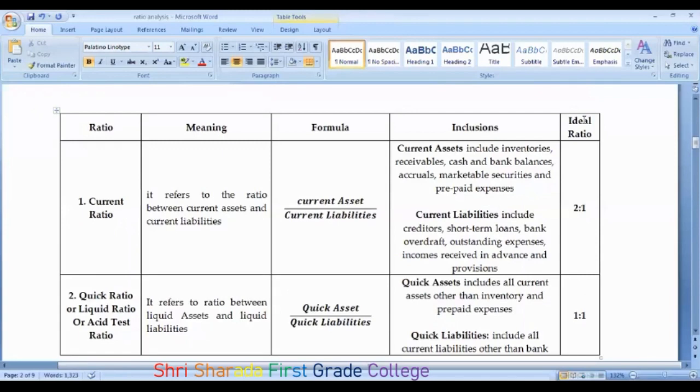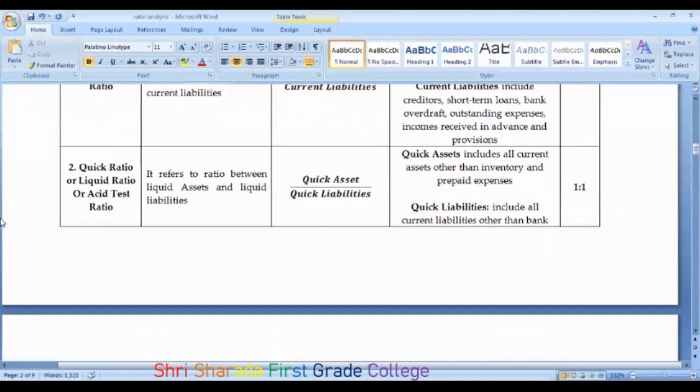And what is the ideal ratio? I told you what the ideal ratio is. Ideal ratio is nothing but an outline indication of the financial soundness, how well the company is going to increase its efficiency, or how well the company is making stability in the organization. So for current assets it is 2, which gives the ideal ratio, and for the current liability it is 1.